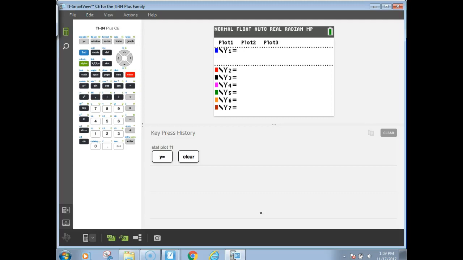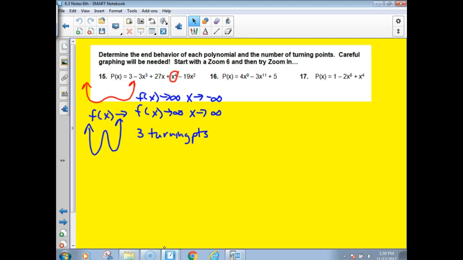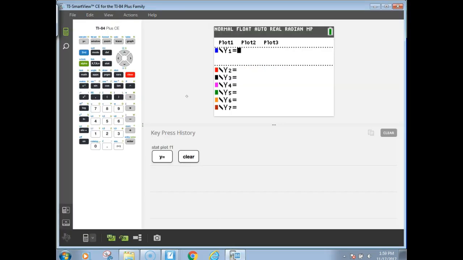All right, so we didn't finish up on a few things yesterday, so we're going to go ahead and look at a few of these graphs, make sure we're understanding what's going on with these polynomial functions and their end behavior. So we were on number 16. I'm going to go ahead and put that into the graphing calculator. All right, I'm going to put it in descending order, please.